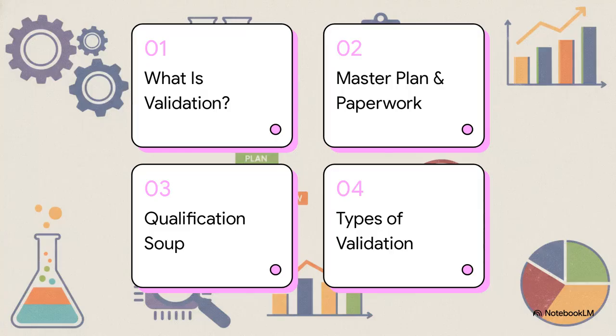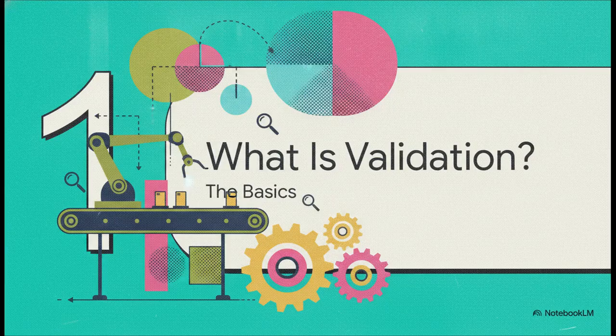Okay, let's dive into our game plan for today. First, we'll cover what is process validation. Second, the master plan and the paperwork. Third, the qualification alphabet soup. And finally, the 4 types of validation. All right, let's jump right into section 1.